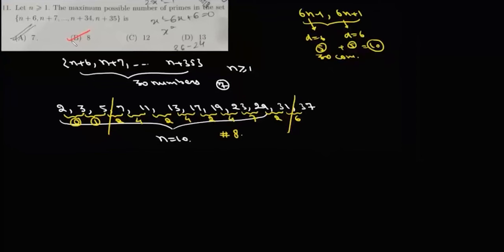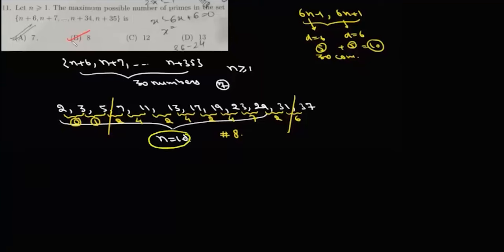Now in question number 11, we are given 30 consecutive numbers starting from n plus 6, and it is asking for the maximum possible number of primes in this set. It is given that n is greater than or equal to 1. Now if we look at the sequence of primes, starting from 2, 3, 5, we have written some numbers. Now if we look at the first 30 numbers, the number of primes is 10.